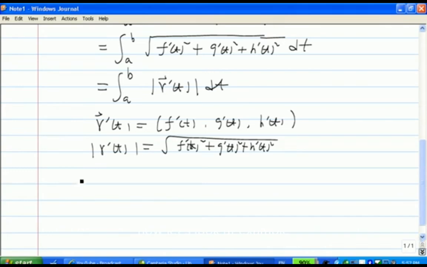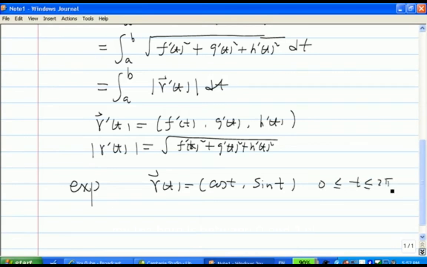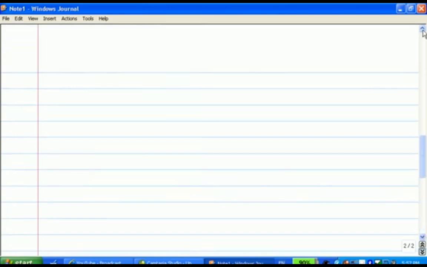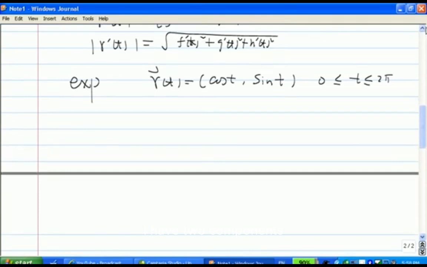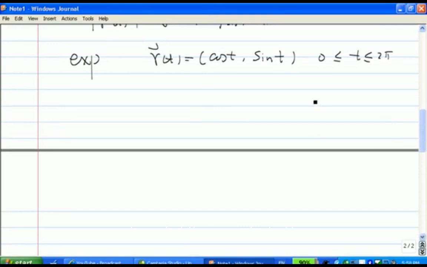Okay. Now let's look at an example. I give you a vector function like this: cosine t, sine t. My t here is between 0 and 2 pi. Okay, since I have two variables here, I have two components. That means we have a plane curve here. Okay, what does this curve look like? As I told you, this is a plane curve. You can do something, get rid of t.